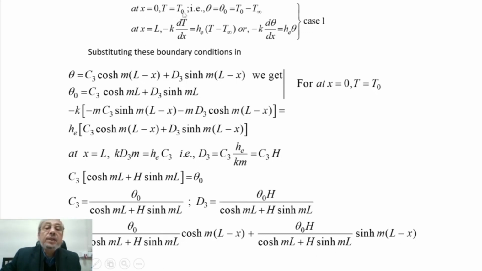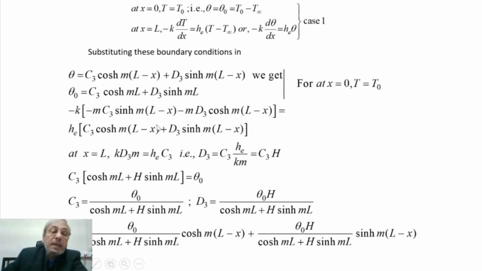So the first condition has been substituted and we get this expression. The second condition is minus k d theta/dx equal to He theta. So minus k, and we differentiate this quantity, we get minus m c3 sinh m(L minus x) minus m d3 cosh m(L minus x). So this is equal to He into theta.